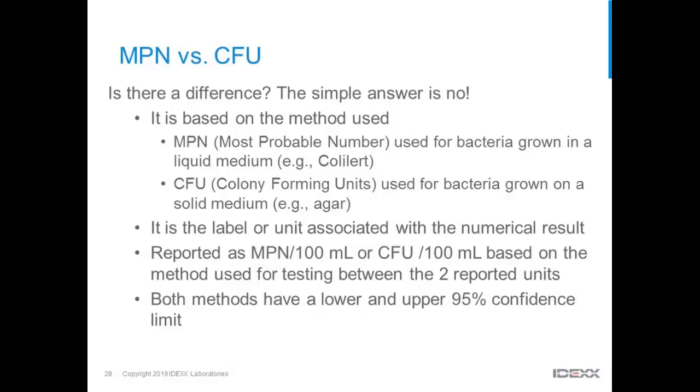And what's important to know is that both MPN methods and plate methods for CFU have a 95% confidence range associated with them, because there's always some error when you look at the result. You have a Poisson distribution, it's pretty evenly distributed. So both of them have that. Nothing is an exact answer.